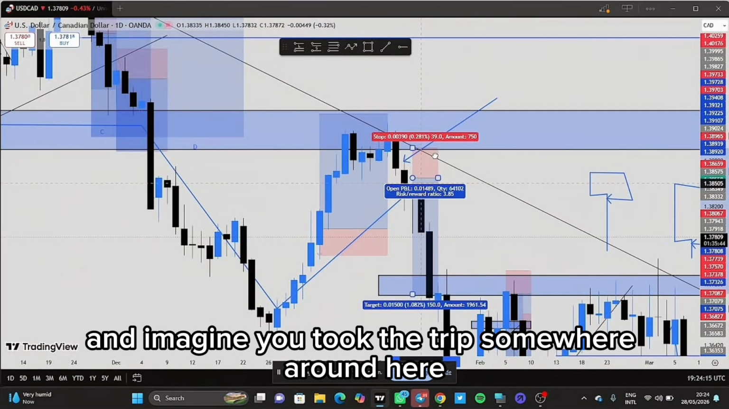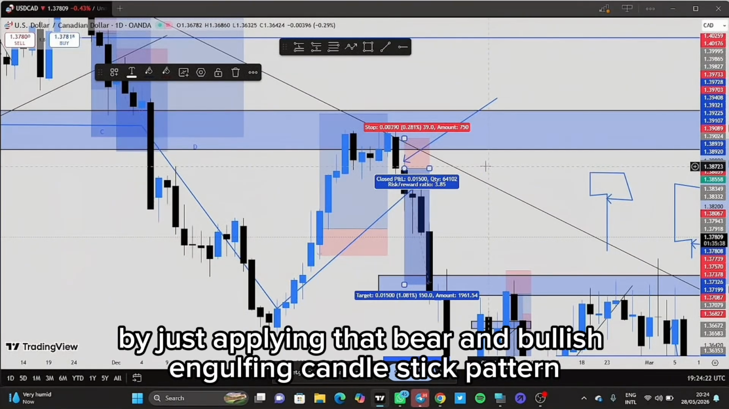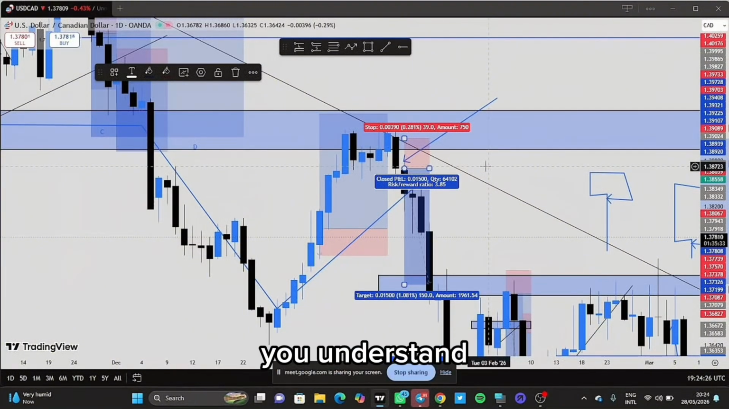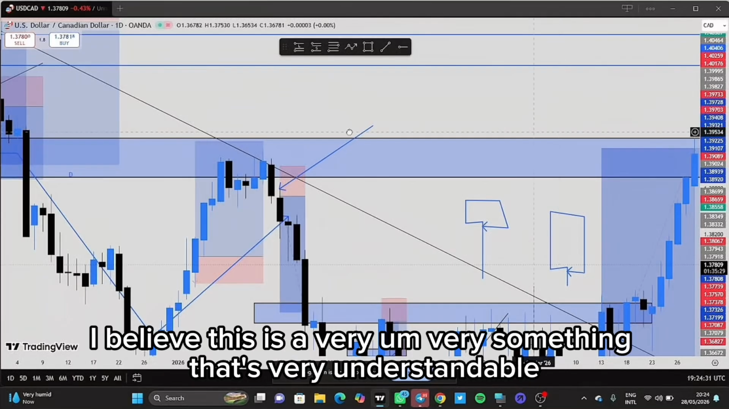And imagine you took the trade somewhere around here, you would have still made yourself a lot of money, right, by just applying that bearish engulfing candlestick pattern. You understand? I believe this is very understandable, right?